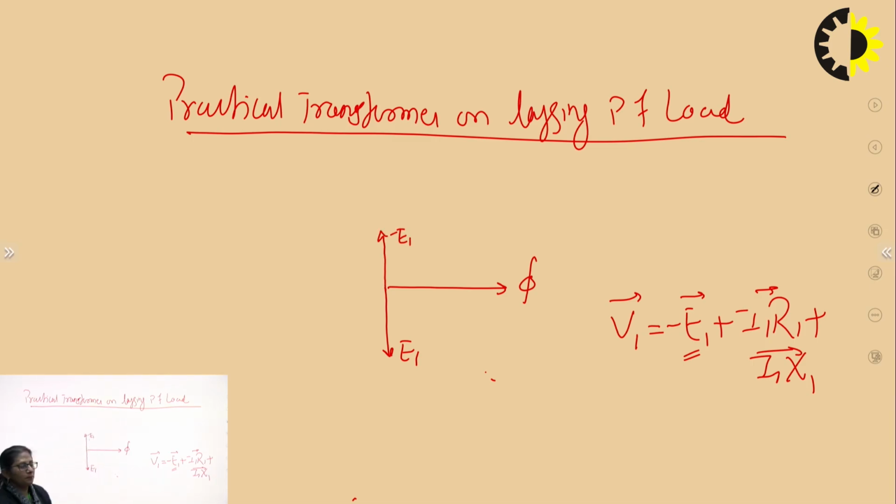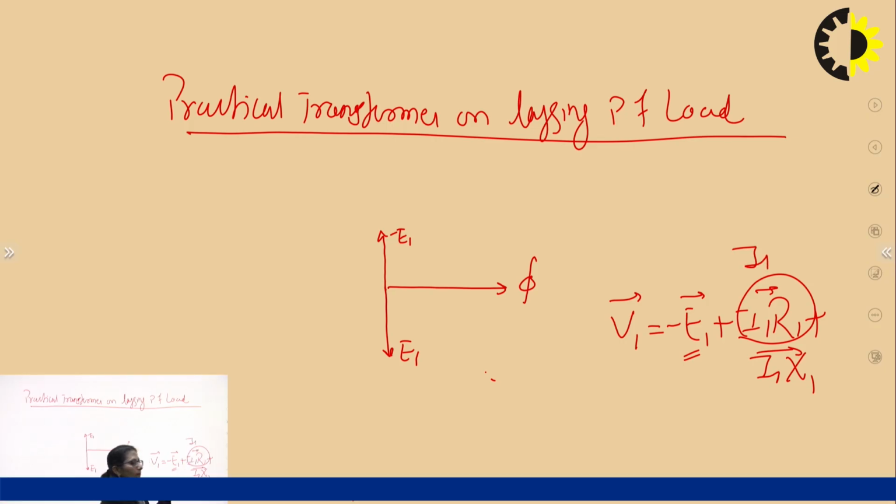Now next, I want to have the phasor I1 R1. This is a resistive voltage. If this is a resistive voltage, it has to be in the same phase as that of I1. If it has to be in the same phase as I1, I first need to know the phase of I1. That means I first need to plot I1. And how much is I1?